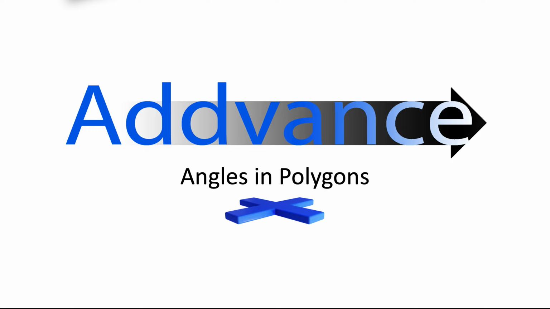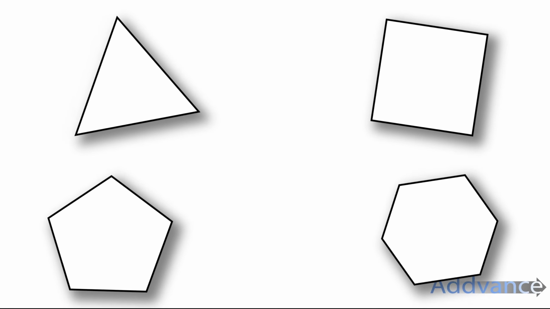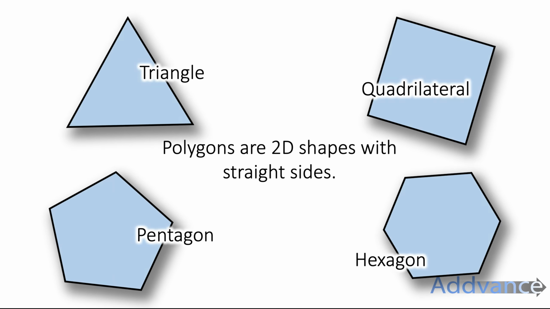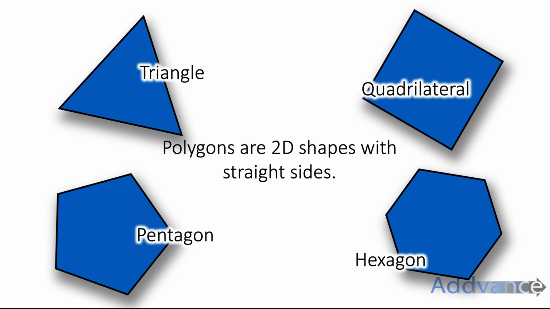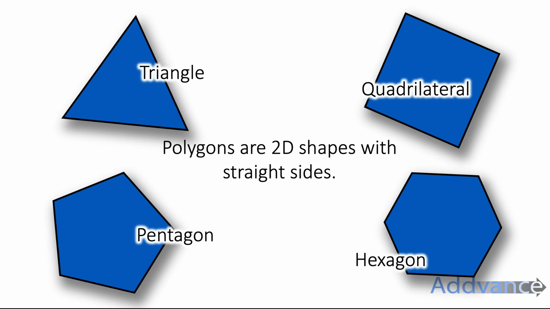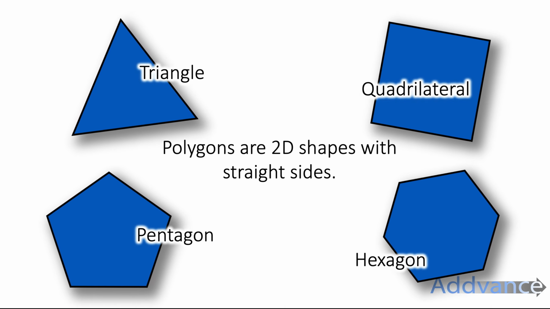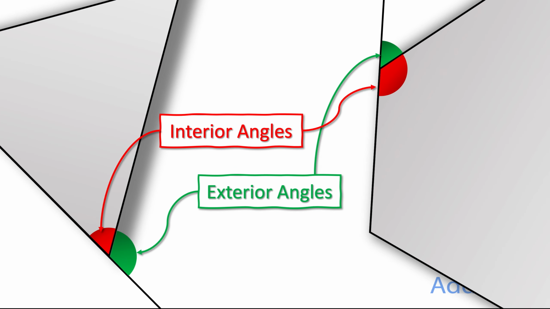Today we're talking about angles in polygons. Okay, so we have some polygons here. Polygons are 2D shapes with straight sides: triangles, quadrilaterals, pentagons, hexagons, etc. Now, inside these shapes we have interior angles, and on the outside we have exterior angles. The exterior angles are the angles you get when you extend one of the sides and then draw an angle between that extended side and the other side of the shape. It looks like this.